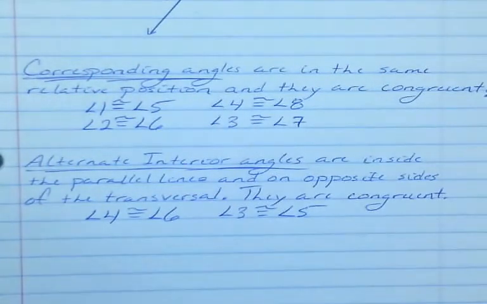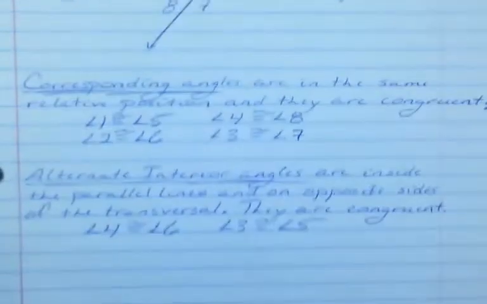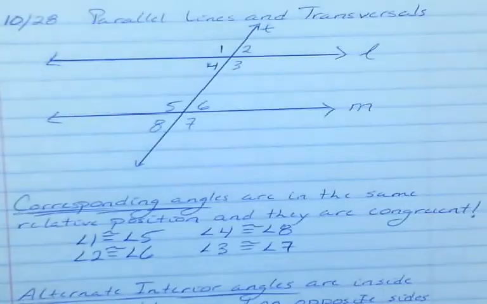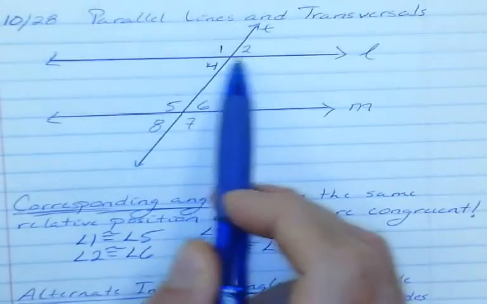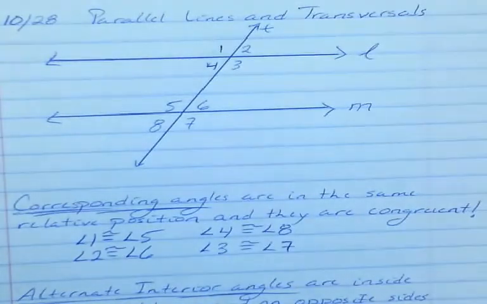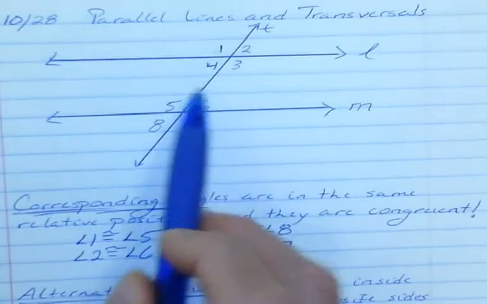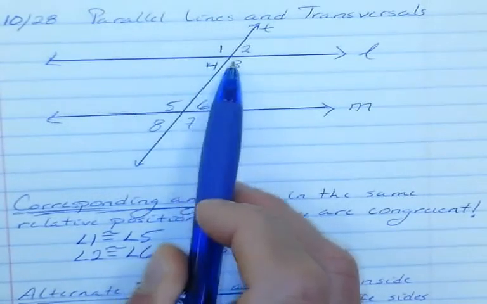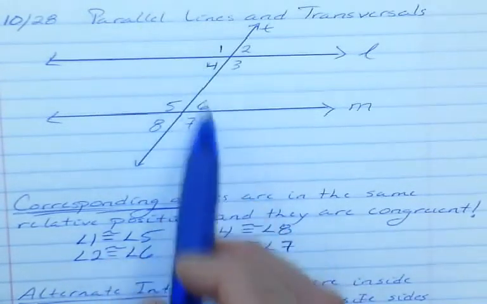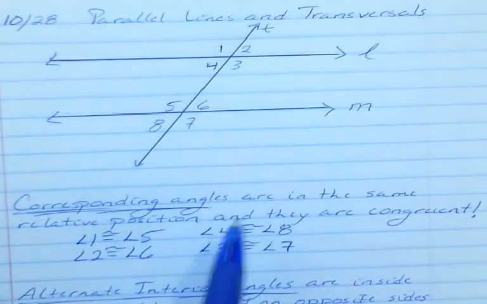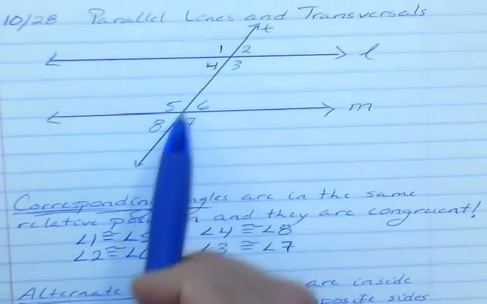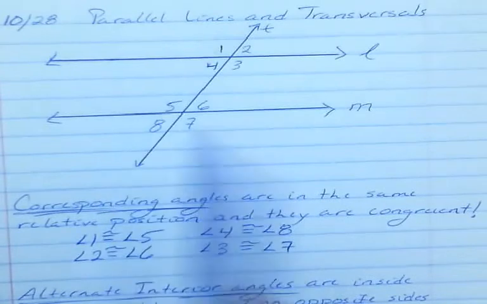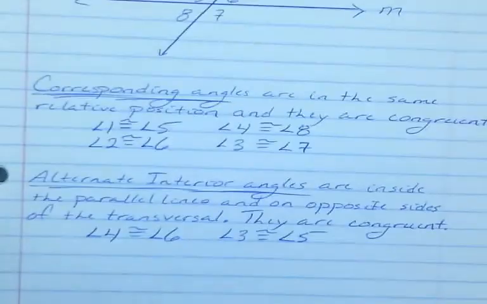Now, an easy way to identify alternate interiors is to think about the letter Z. The letter Z is how you identify alternate interior angles. It's easy to see the forward-facing Z, like right here where my pen is outlining. 4 and 6 are on opposite sides of that Z. If we did a backwards Z, you can see 3 and 5. So that's a trick for identifying alternate interior angles.